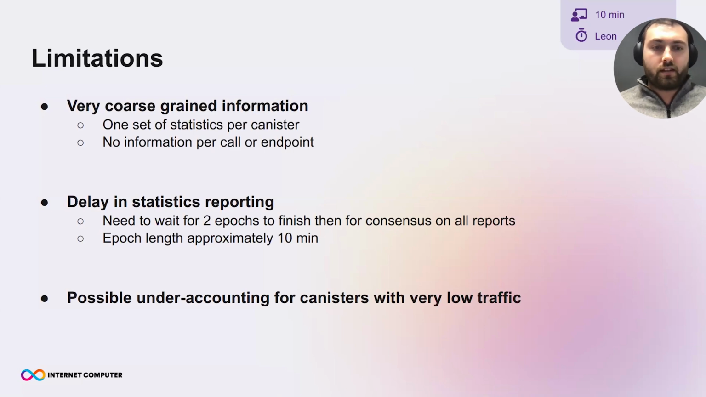It's also important to note that there's a possibility for under-accounting, since we take the median. If, for example, a canister's traffic is so low that we don't even hit half of the replicas within one of these epochs, the median will come out as 0, even though there has been some traffic.